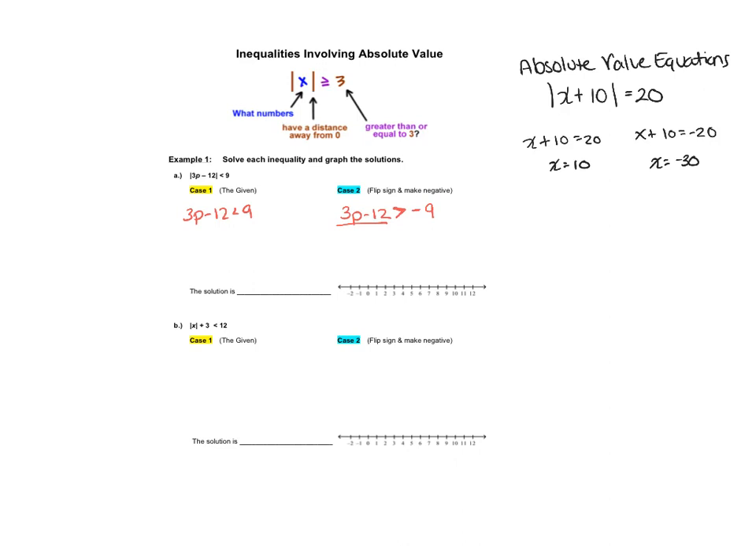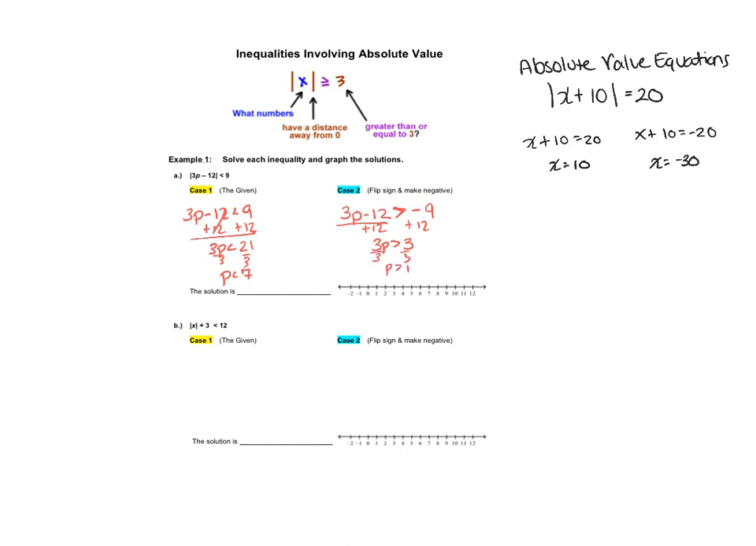And then we solve both of these. So plus 12 to both sides, 3p is less than 21, divide both sides by 3, and p is less than 7. And for the right hand side, we would add 12 to both sides first, 3p is greater than 3, divide both sides by 3, and p is greater than 1.